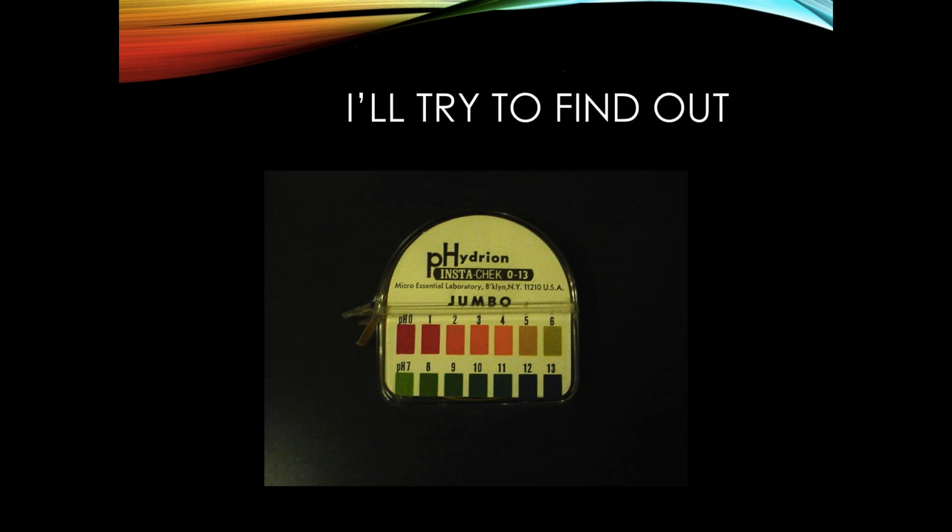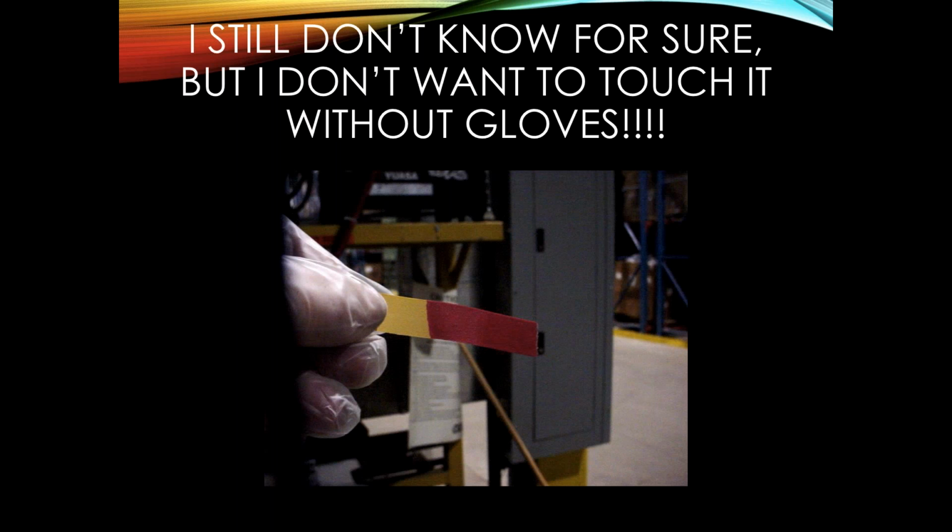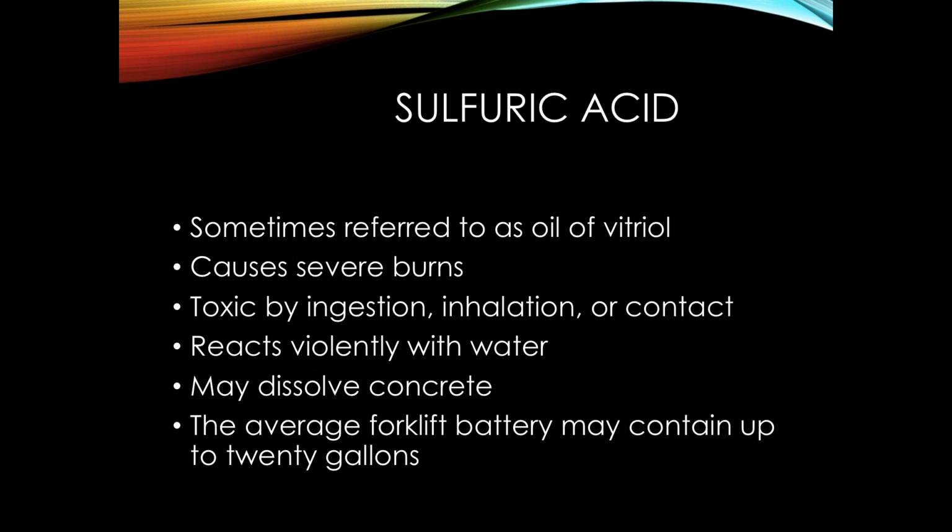We don't do anything with pH, but looking at a pH scale, 7 is neutral, anything above 7 to 14 is alkaline, and anything below 7 is acidic. We know that dark green is alkaline and red is very acidic, so this is definitely an acid. We still don't know what this is, but we don't want to touch it without gloves. What you're finding is this is sulfuric acid, sometimes referred to as oil of vitriol, which causes severe burns. It's toxic by ingestion, inhalation, or contact. It reacts violently with water. It may dissolve concrete, and the average 4-foot battery may contain up to 20 gallons.